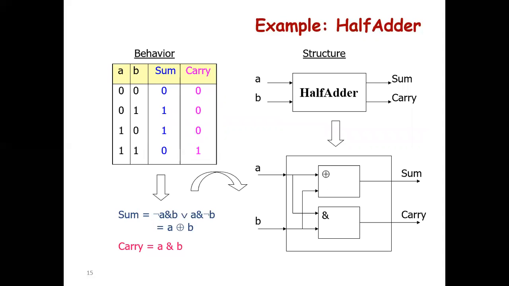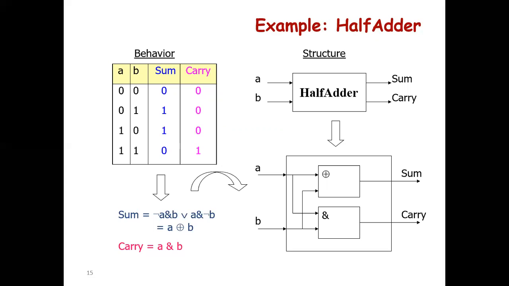Behavior model concept. That is, behavior is a truth table. That is, A and B will have the sum and carry. So an example is the half adder. The half adder truth table is here. Then from the truth table we are defining the sum value and carry value.